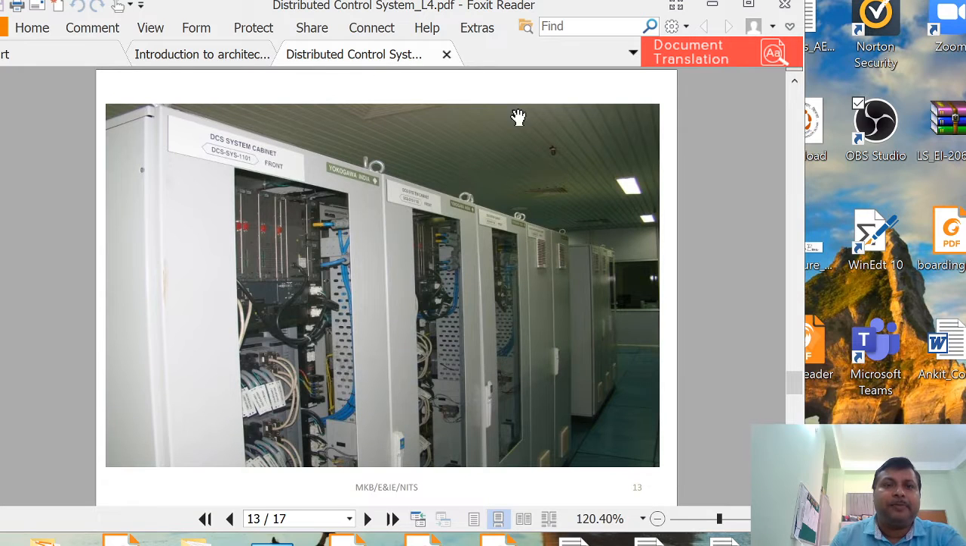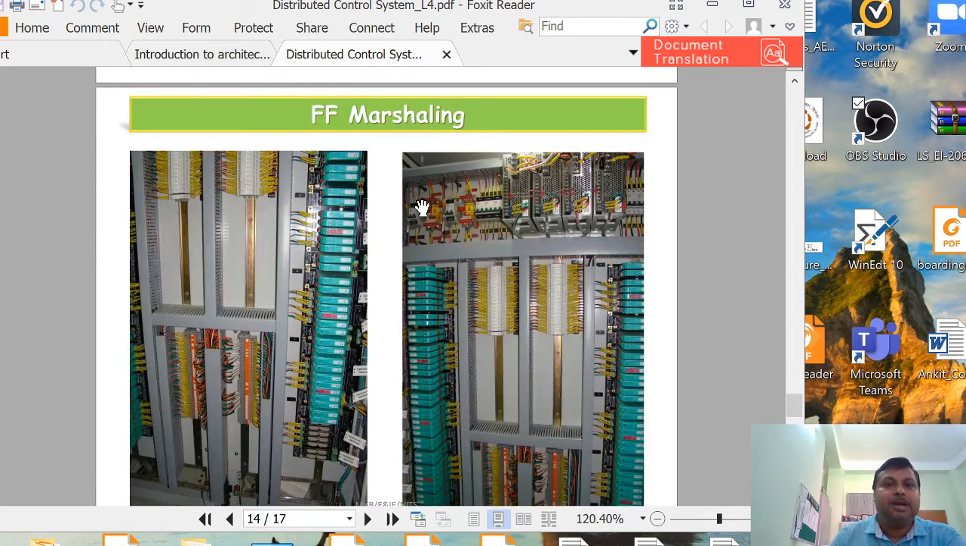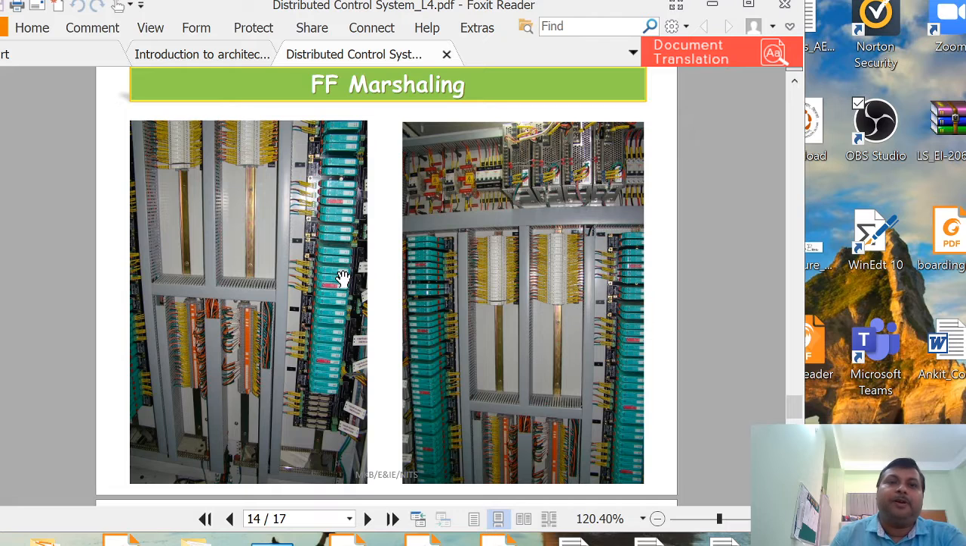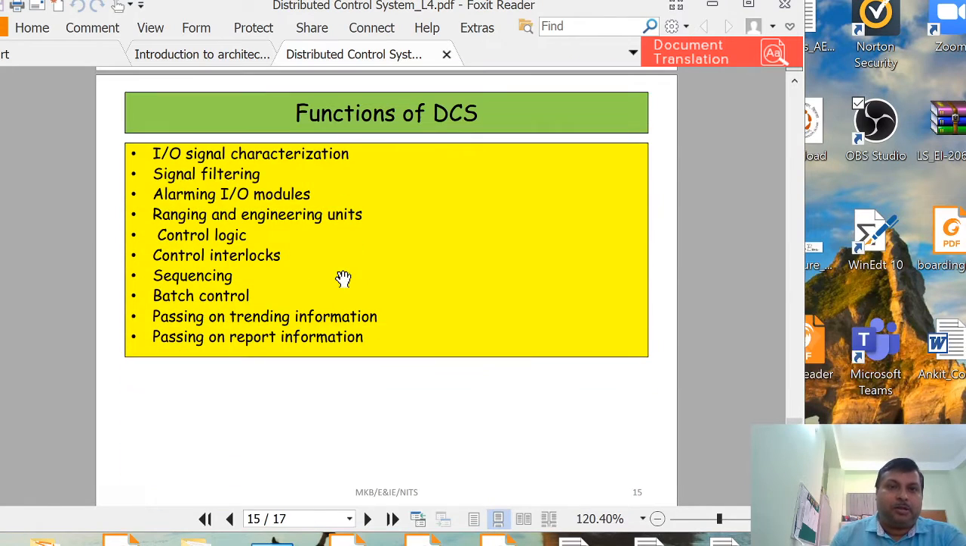Now a typical DCS cabinet looks like this. If you visit any process control plant control room, you can see the DCS cabinets there, and this is a typical picture of a field marshalling. And now the functions of DCS are stated. What are they? IO signal characterization, signal filtering, alarming IO modules, ranging and engineering units, control logic, control interlock, sequencing, batch control, passing on trending information, passing on report information. So these are the typical jobs or functions of DCS.